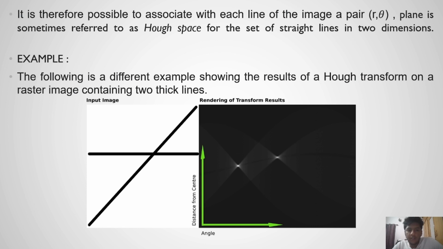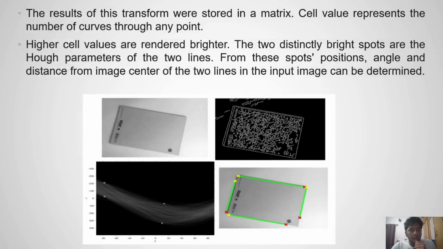The following is a different example showing the results of Hough transform on a raster image containing two thick lines. The left part of it is two thick lines, and the intersection between these two lines is seen on the right side in the graph where it is plotted. The bright points, that is the results of this transform, are stored in a matrix, and the cell value represents the number of curves through any particular point. So higher cell values are rendered brighter. Two distinctly bright spots in the previous image are the Hough parameters of the two lines.